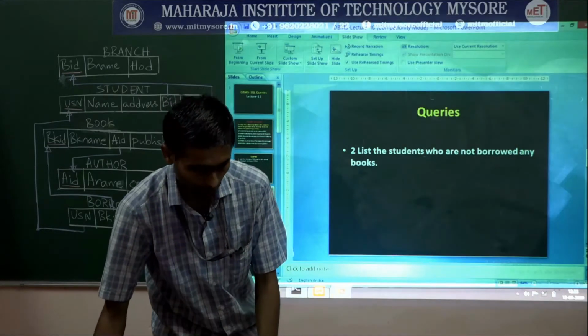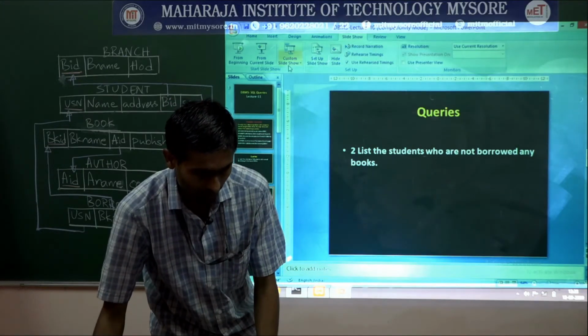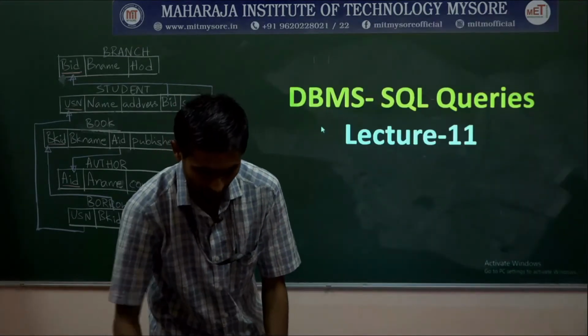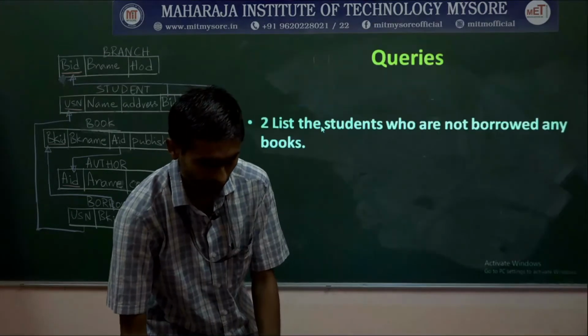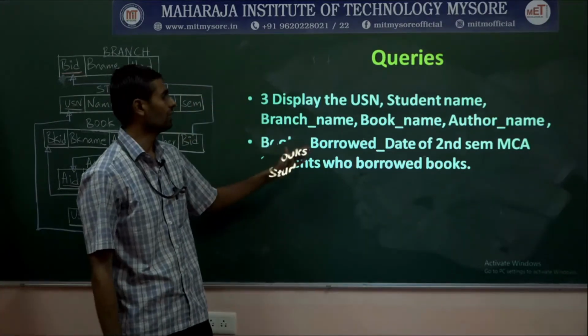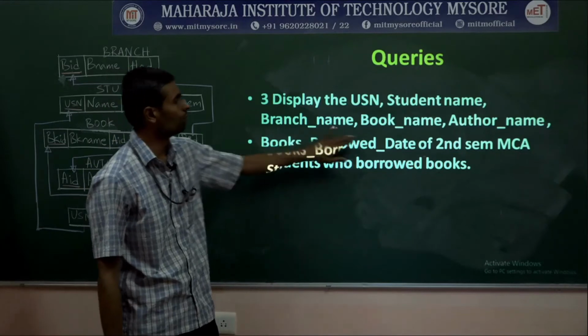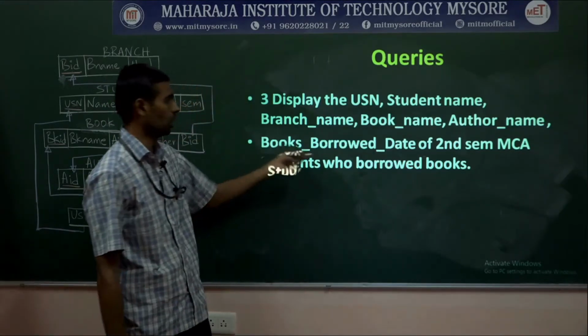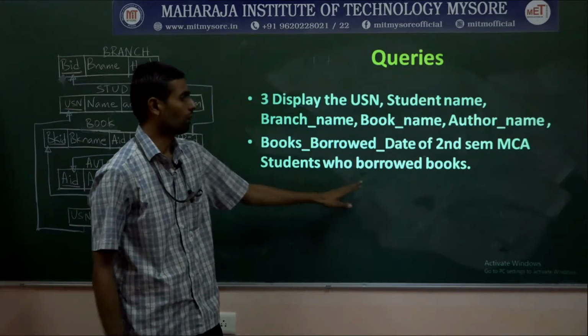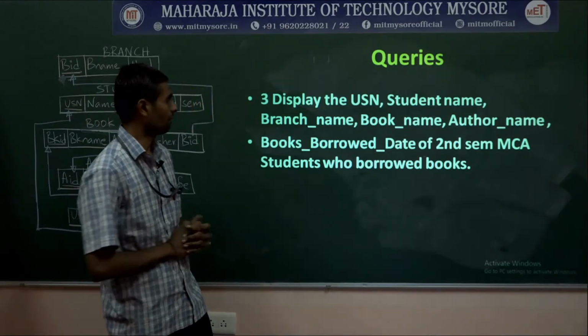It's time to move to the next query. Let me go to the next slide now. This one. What's the query here? Display the USN, student name, branch name, book name, author name, book borrowed date of second sem MCA students who have borrowed books. Oh, could be a very big question.